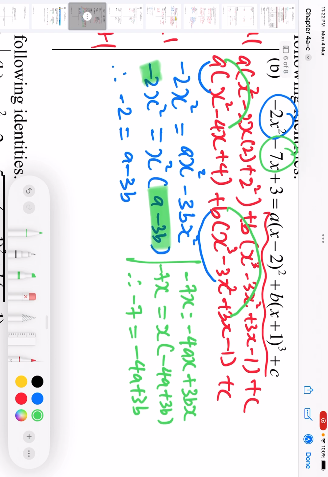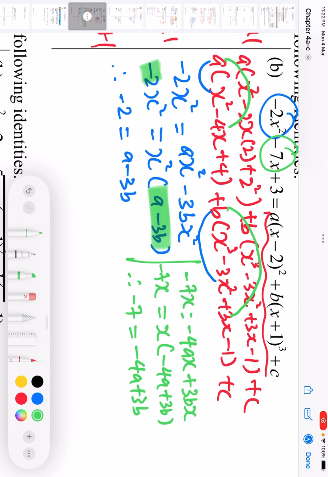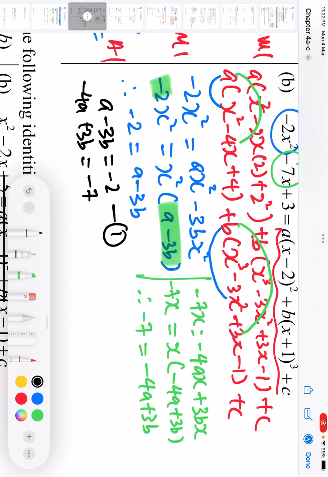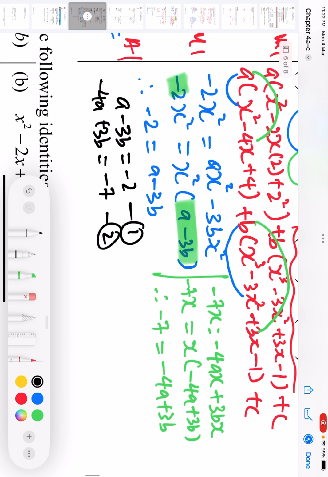And actually over here, we can solve for a and b, correct? Let me rewrite this so that it's a little bit clearer. a minus 3b is equal to negative 2. This is my equation 1. Over here, negative 4a plus 3b is equal to negative 7. So if I take equation 1 plus equation 2, I'm going to get a plus negative 4a, which gives me negative 3a. Negative 3b plus 3b is a zero pair. Negative 2 plus negative 7 gives me negative 9. So therefore, a is equal to 3.